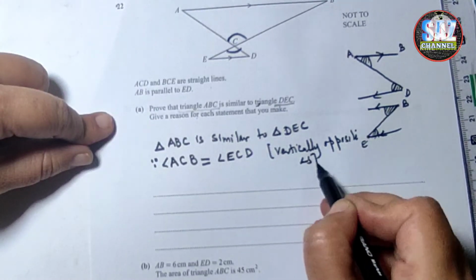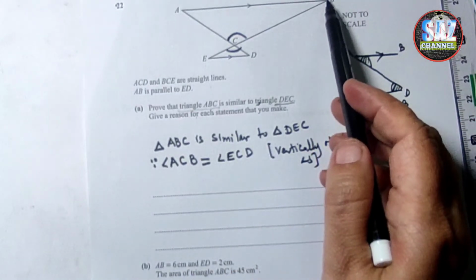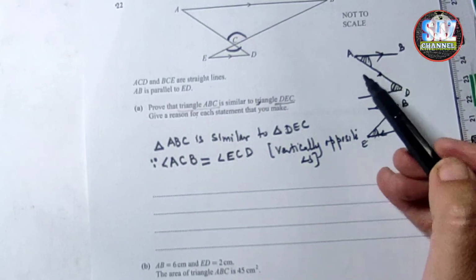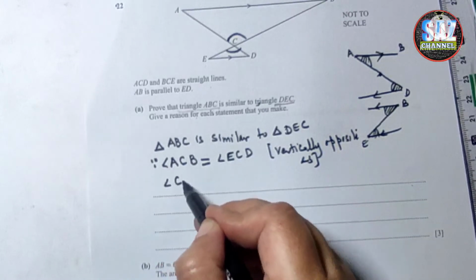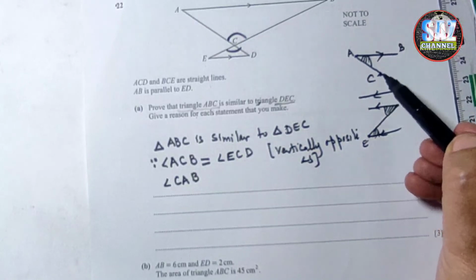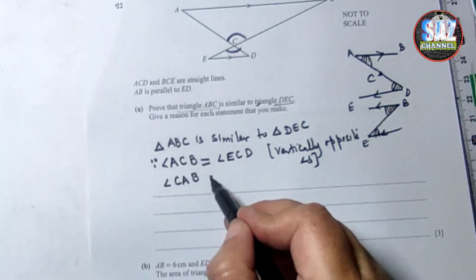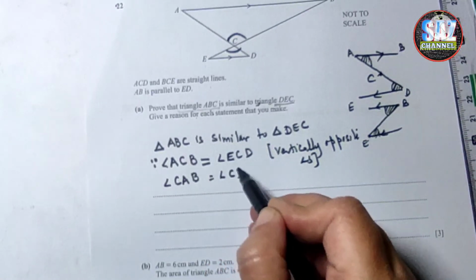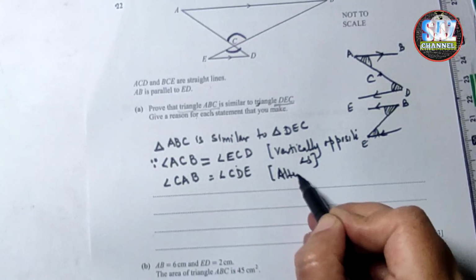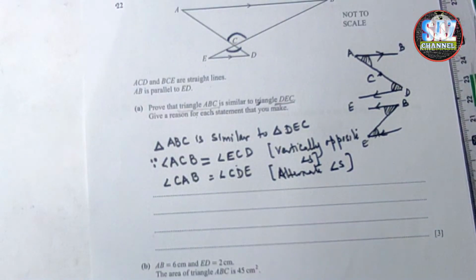Okay, one statement is done, and the second one, due to the parallel lines, angle CAB, C is a point at this place. Angle CAB equals CDE, angle CDE, and they are alternate angles. I'm going really slow so that my students can understand all these questions properly.